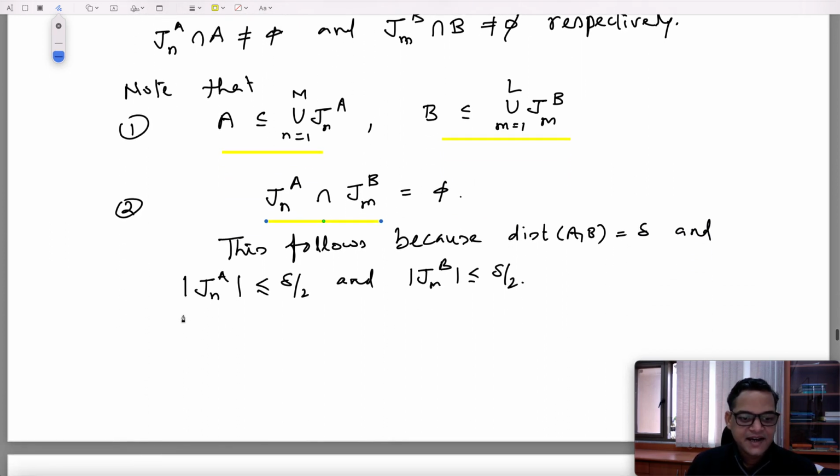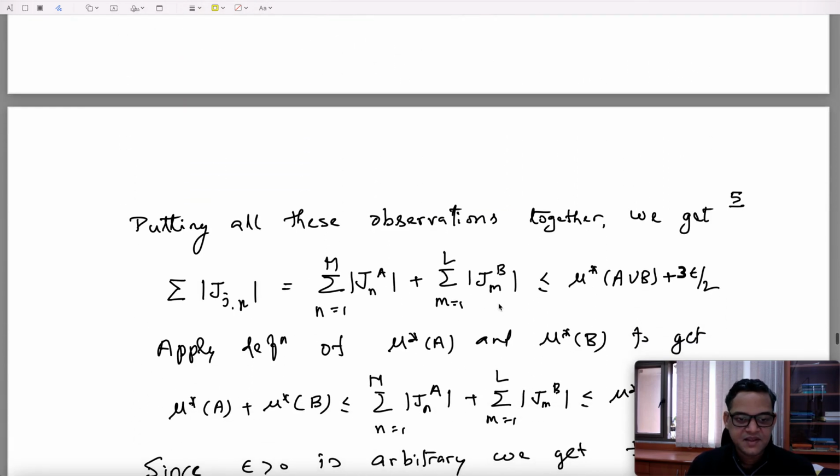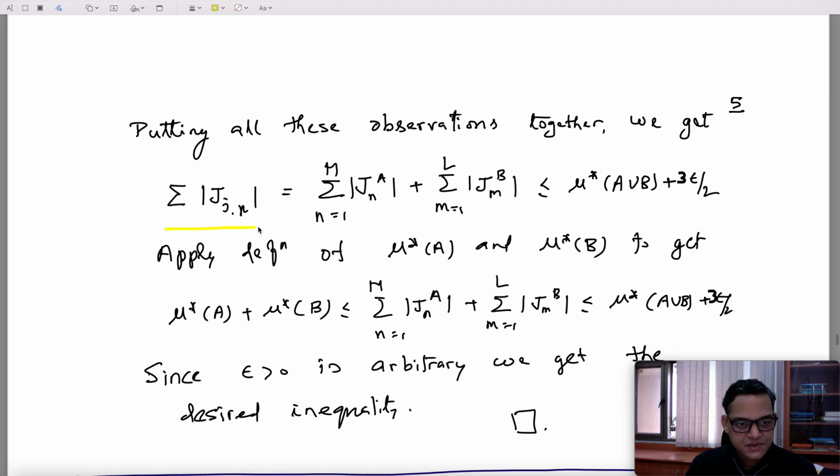All right, and whatever I just said, you can just verify that. Now, putting everything together, the total lengths of these subintervals can be written in two ways. One, you first write the intervals which contribute to A, and then the ones which contribute to B. And now this part will have a connection with mu star A, and this part will have a connection with mu star B.